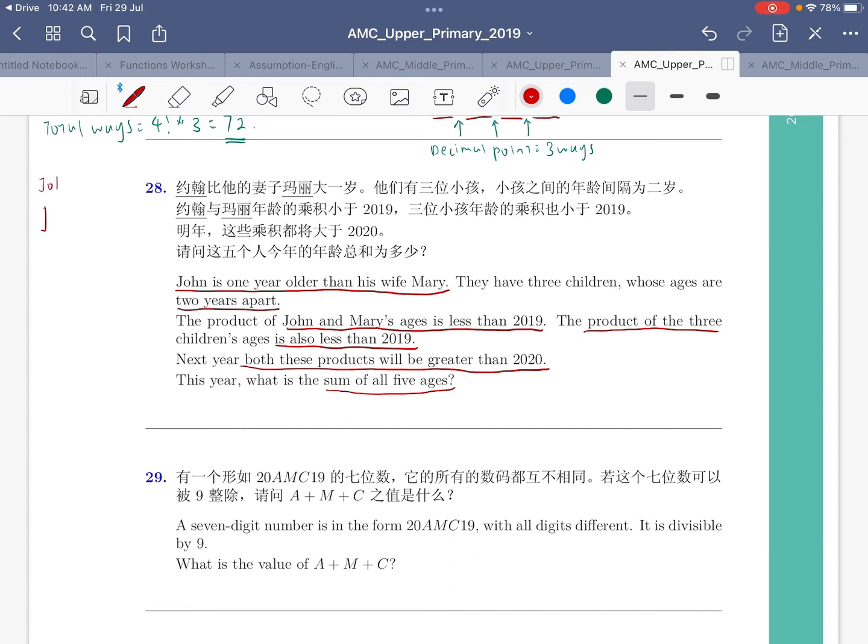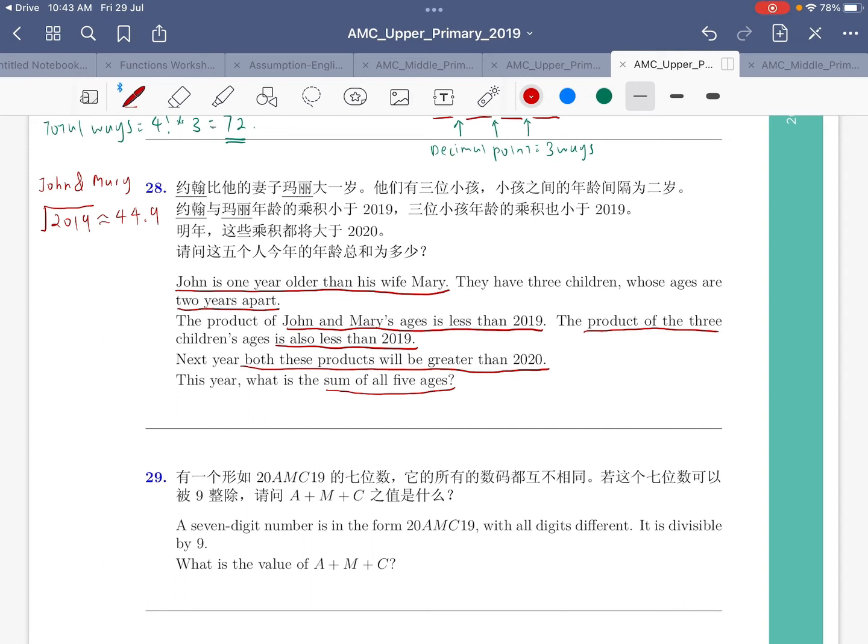So John and Mary. In this case, we can simply use our calculator, put this value inside, take the square root of 2019, and we are going to get roughly 44.9. So in this case over here, we can expect their ages to be somewhere around that area.